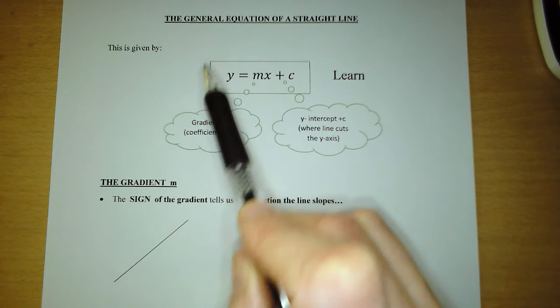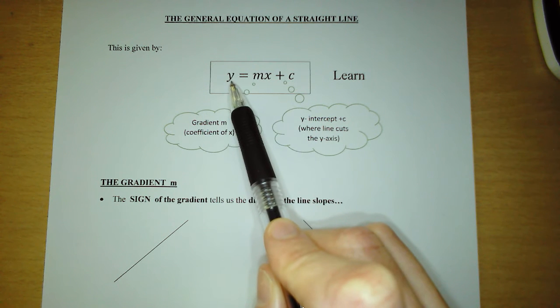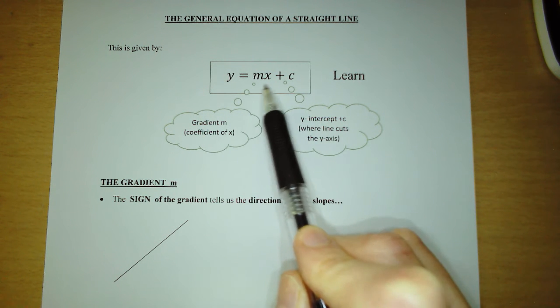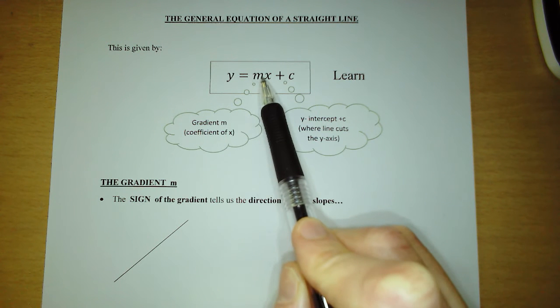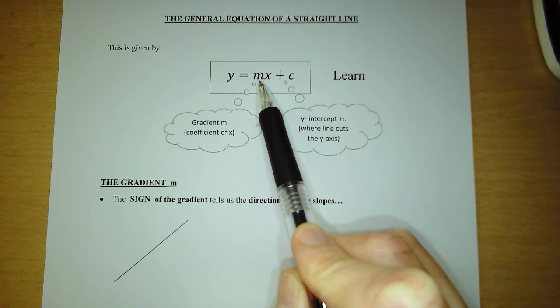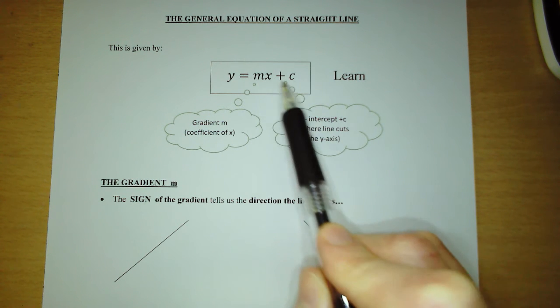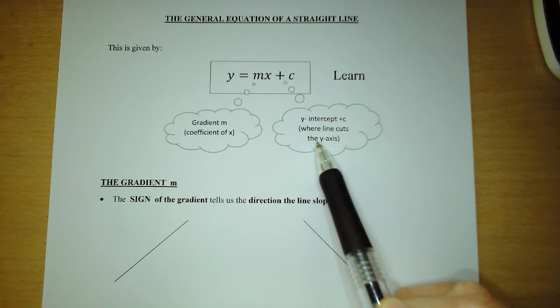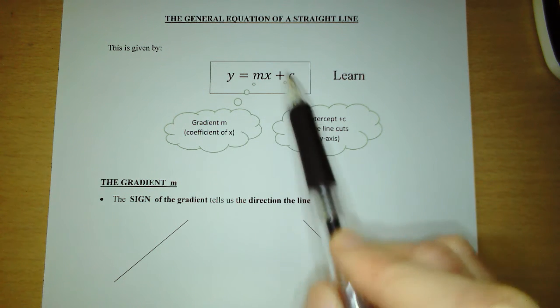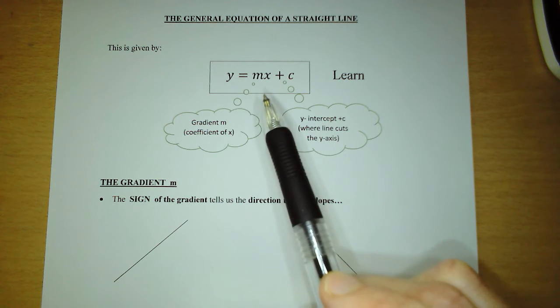So the general equation of any straight line is given by y equals mx plus c. So again, m is the coefficient of x, which is the gradient of the straight line, and plus c, the number term, that's just the y-intercept. That's where the line cuts the y-axis. So we must learn this general equation.